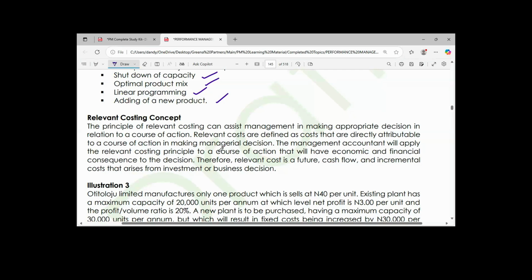So when you do this, of course, you are going to earn your full mark, and then the examiner will be very happy with you, with your response. So that answers that requirement number C.